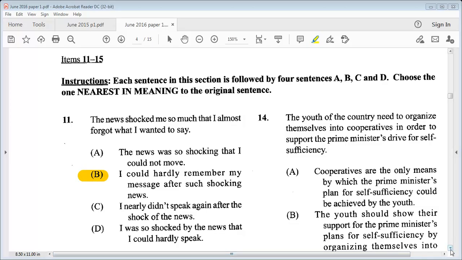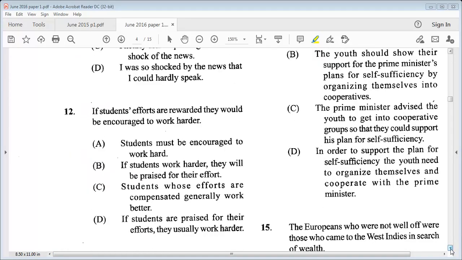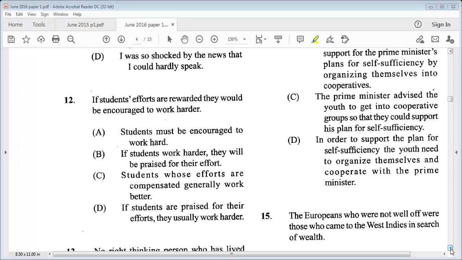So let's go on to 12. It says, if students' efforts are rewarded, they would be encouraged to work harder. So what would be the one? So we know A and C would be out. So we're left with B and D. So D would be our correct answer because it says if students are praised for their efforts, they usually work harder. And rewarded is the same thing as being praised. Right.